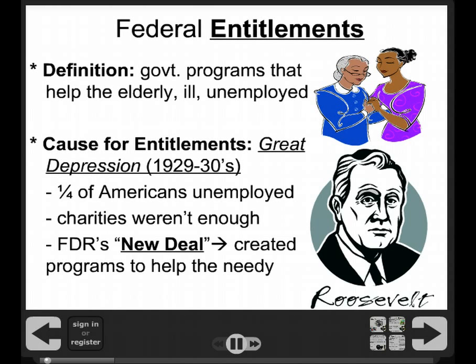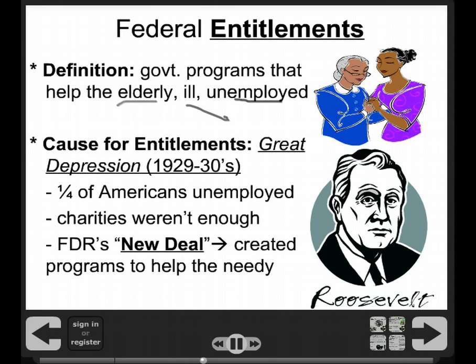What we're going to do in the next few slides is move away from state and local policy and look at federal domestic policy. And the most important type of federal policy you need to be familiar with are these examples of federal entitlements. The word entitle or entitlement means the government must provide it. It's something that is non-negotiable, something that the government must do. These are programs that help the elderly, ill, unemployed, people who need help, sometimes temporarily, sometimes more long-term.